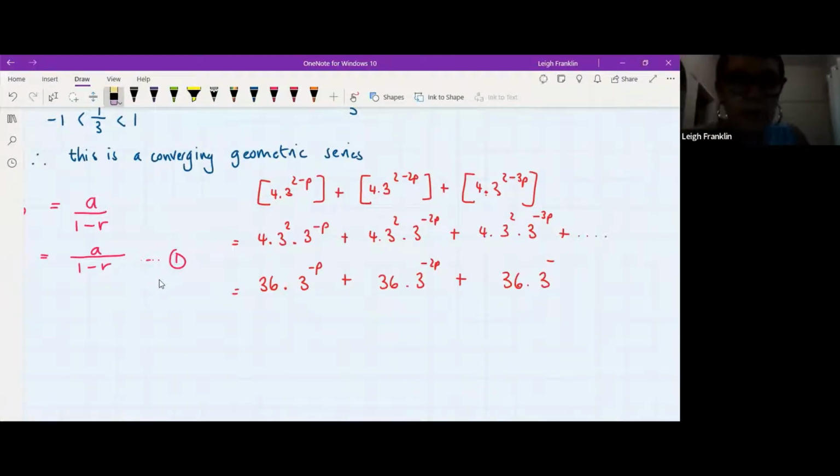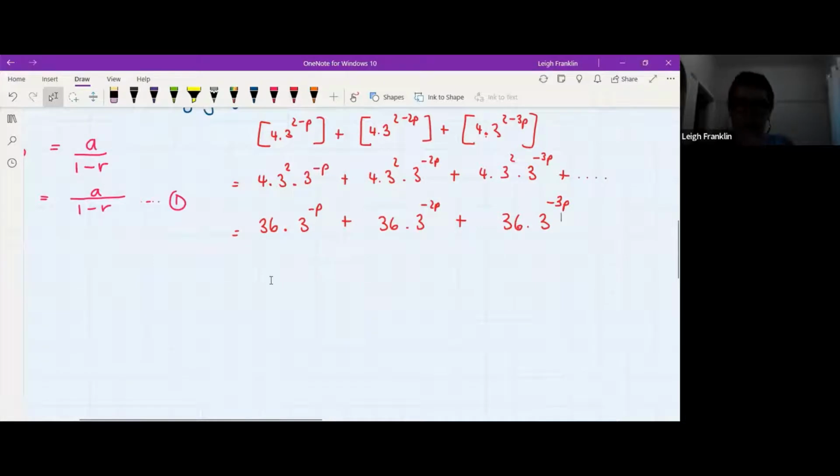I am making a sequence out of that. Now, hang on a second. Are we on the right track? Katlego, what do you think? I'm asking you for your opinion. What do you think about what we've done here?